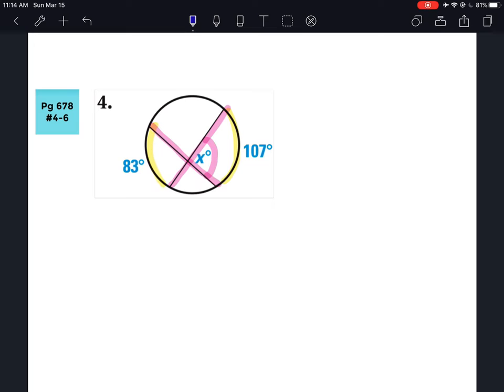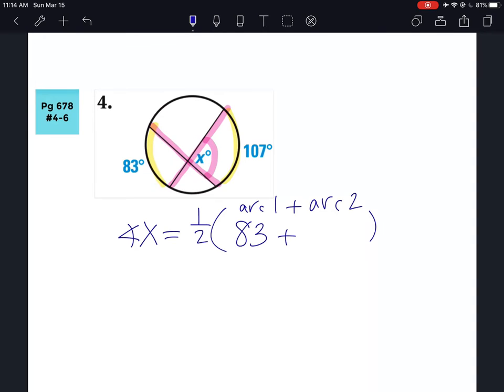So here's the relationship. The angle formed by the intersecting chords, that's angle x, is equal to 1/2 the sum of arc 1 plus arc 2. So arc 1 is 83. Arc 2 is 107. So we're going to combine like terms there.